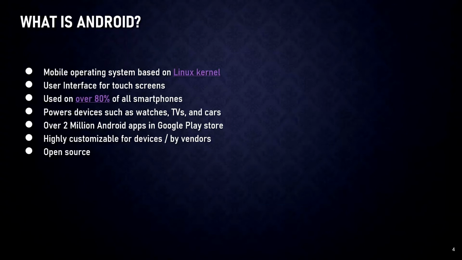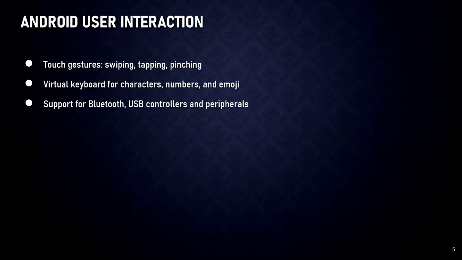For the user interaction part, Android comes with different touch gestures like swipe, tap, pinch, zoom in, zoom out. These different user interactions come with Android, and also a virtual keyboard for characters, numbers, emoji, and support for Bluetooth, USB controllers, and peripheral devices like input-output devices. These are all the user interface features that come with Android.